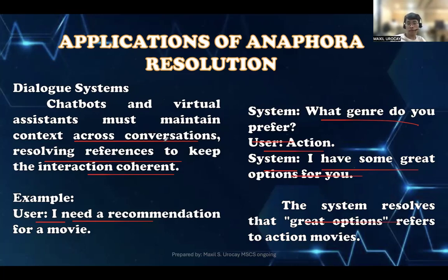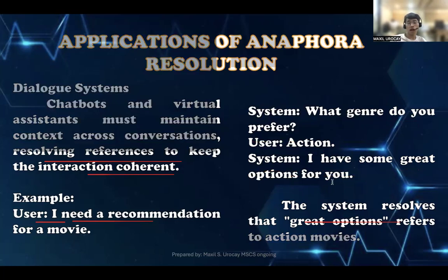So in dialogue systems, such as chatbots or virtual assistants, they need to maintain the context during conversation. This involves resolving references that appear in a dialogue, which means there must be a connection as well. For instance, if a user asked earlier for a movie recommendation and then later asked for options, the system must resolve the connection that great options refers to action movies. So that's how it works.